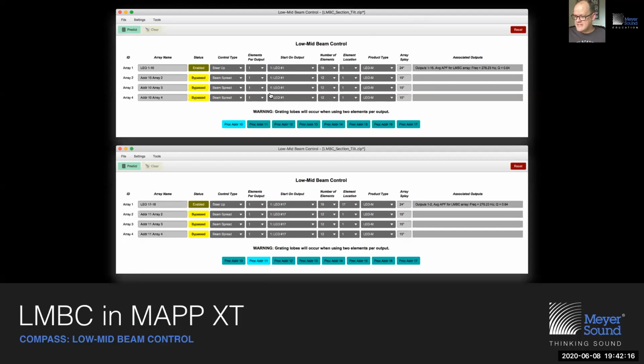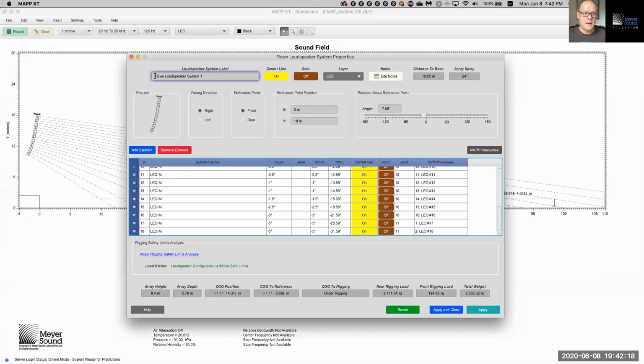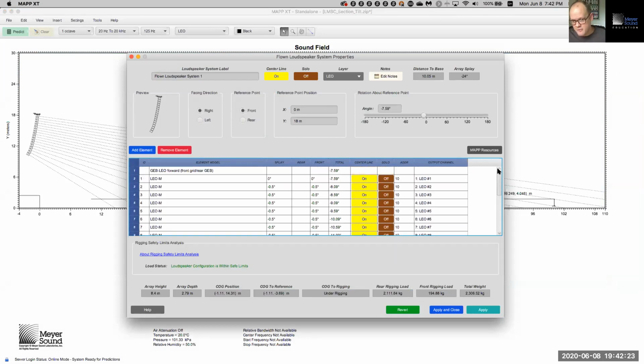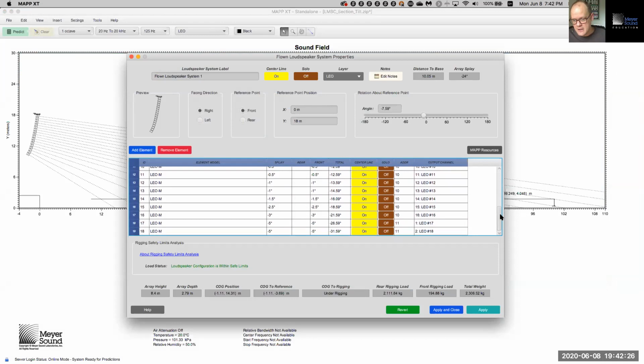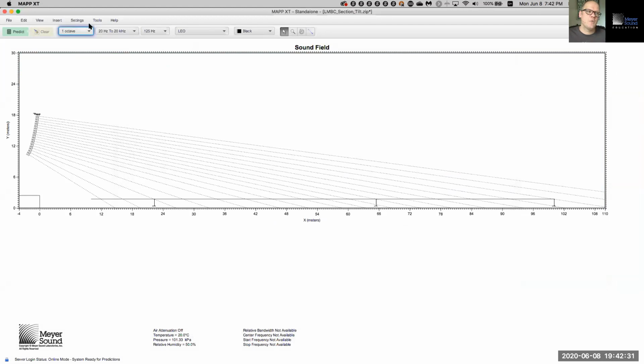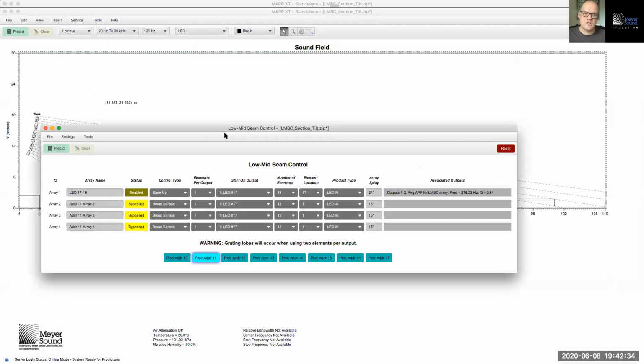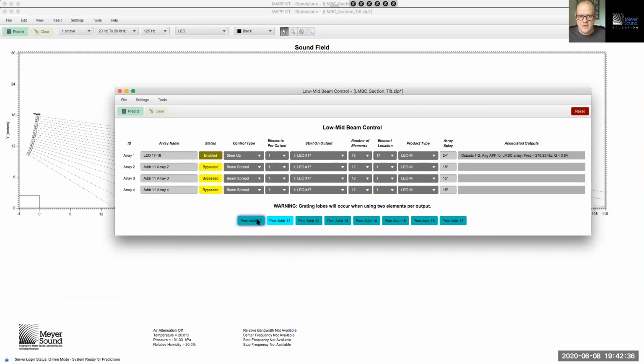So let's see that happen in MapXT. Notice I already said this, the first 16 loudspeakers live on the first galaxy, whereas the second 2 loudspeakers live on the second galaxy. If I were now to bring up my LMBC dialog, which lives over here, notice that on the processor, which lives on address 10, we have 16 of our 18 loudspeakers with the top speaker on output 1, and then the remainder 2 loudspeakers live on 17 and 18.